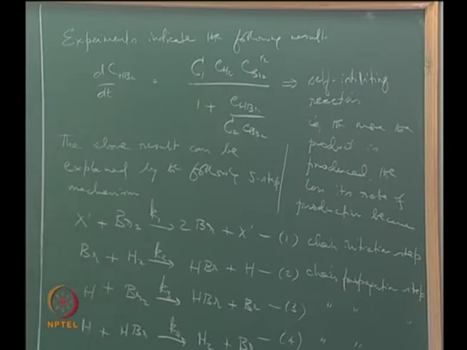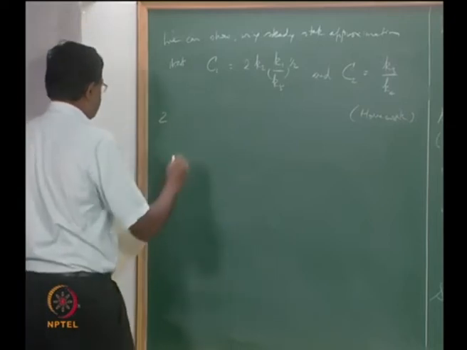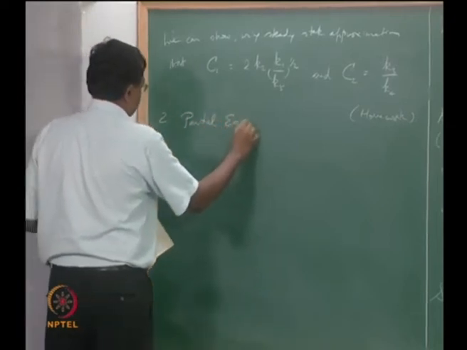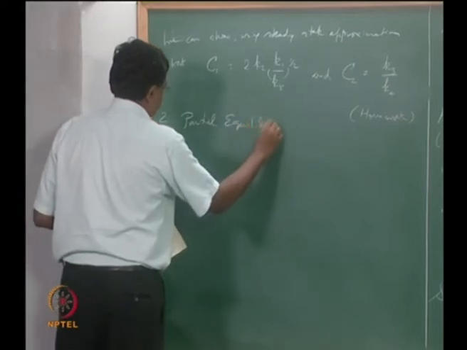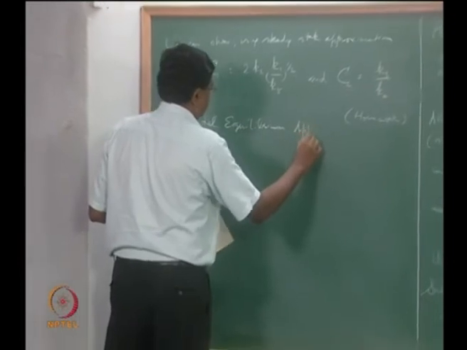So what else can we do? This is an example of how the steady state approximation looks. Now let's look at another approach where we try to simplify, which is called the partial equilibrium approximation.